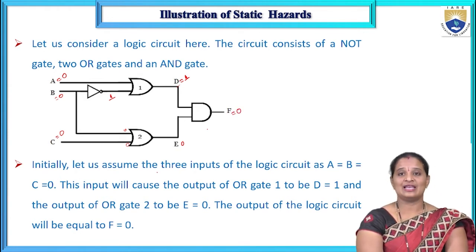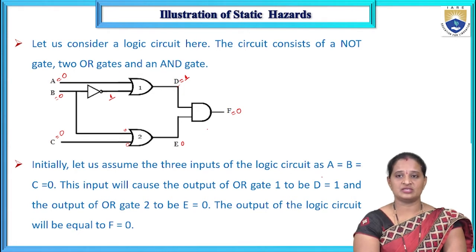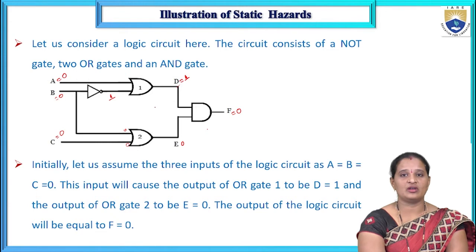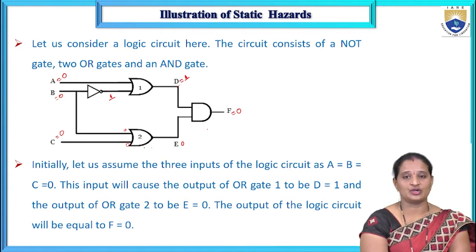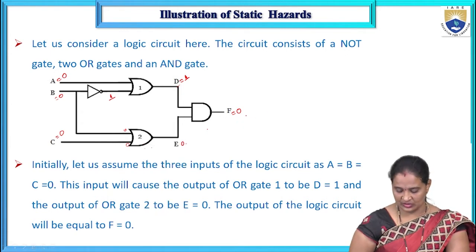So that means let us assume that for the 3 inputs of the logic circuit, A is equal to B is equal to C is equal to 0. This input will cause the output of OR gate 1 to be D is equal to 1, whereas the output of the second OR gate 2 to be E is equal to 0, and hence the output of the logic circuit F is equal to 0.